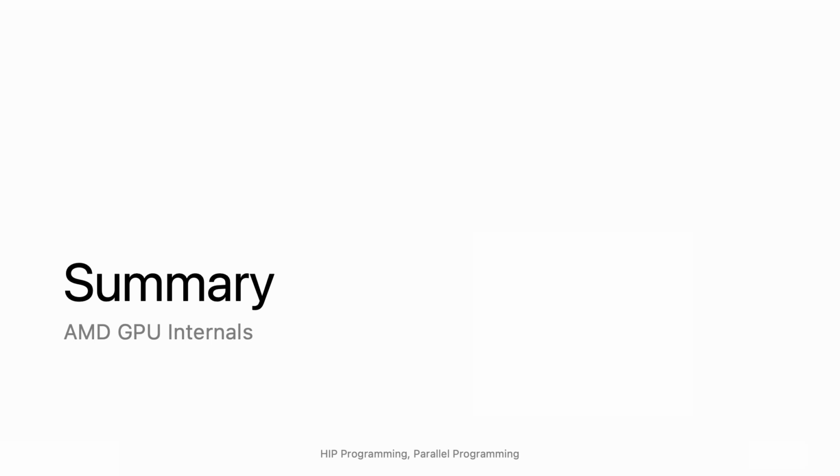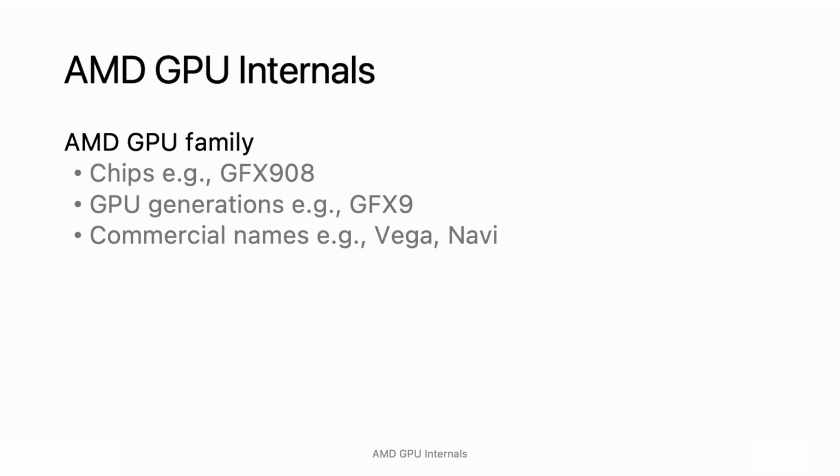So far, we have generally completed the introduction to AMD GPU internals. Let's have a summary of the whole section. At the beginning, we talked about AMD GPU families. We introduced the different types of chips, which include GFX908 or GFX803.